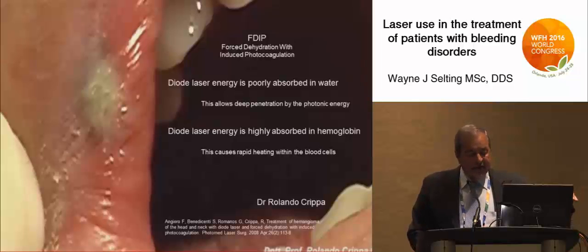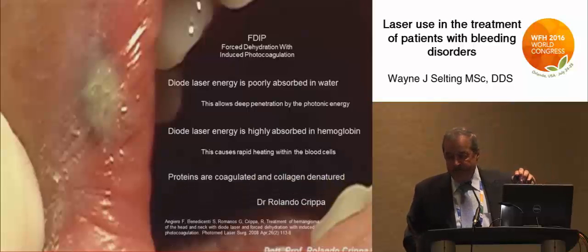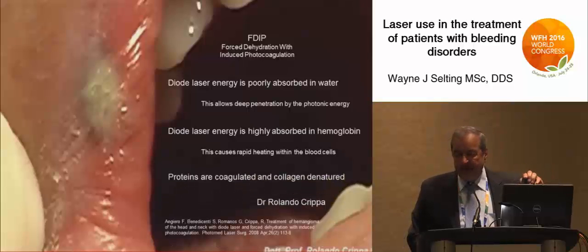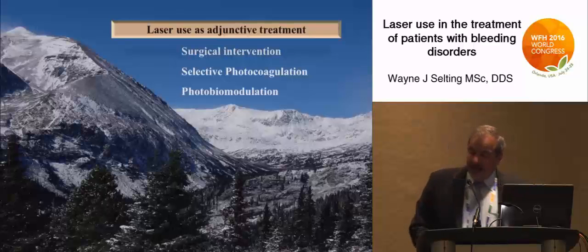It's highly absorbed in the hemoglobin, so it's absorbed by the hemoglobin, heats up the cells, causes the collagen to be denatured, to shrink, and close the lumen, and that's it. Rolando Crippa from Milan. Fantastic.